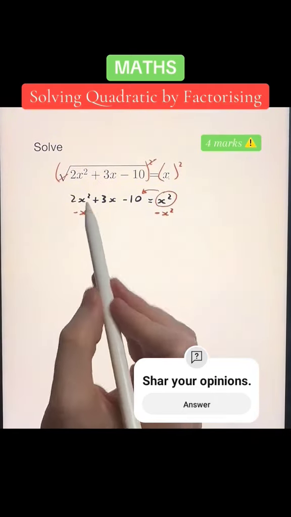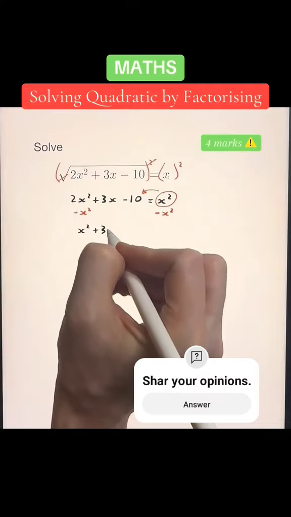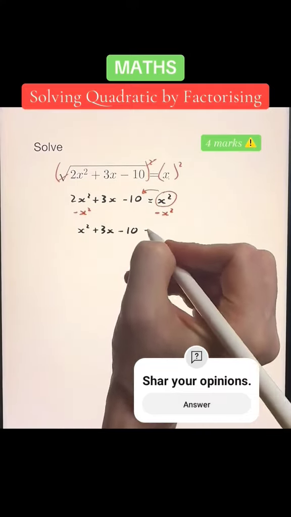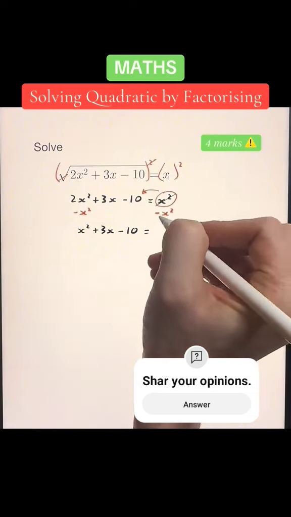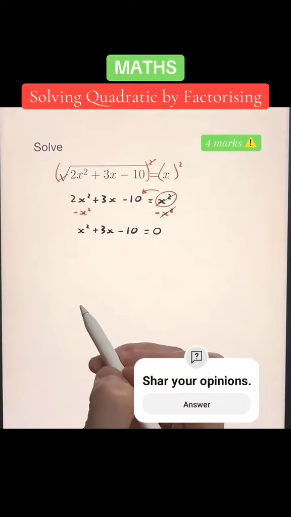On the left-hand side, the 2x squared subtract x squared will leave us with a single x squared. I've still got plus 3x, and I've still got negative 10. And on the right-hand side, the x squared subtract x squared will cancel, hence I'm left with 0. As I've now got a quadratic equal to 0, I'm going to try factorising.